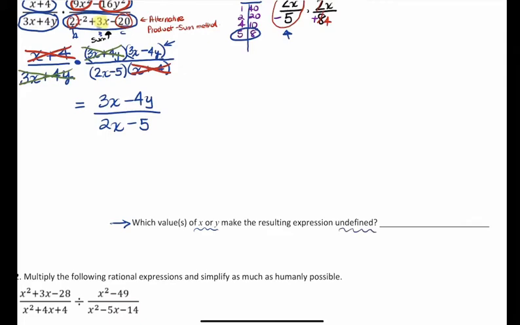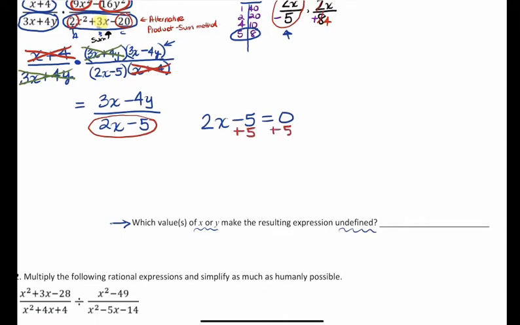Now remember, the most important part of a rational expression is that denominator. That denominator is what makes it defined or undefined. And the numbers that you choose for that denominator will tell you. We want to set that denominator, 2x minus 5, equal to 0. We want to see what value of x will make that denominator 0. So we're going to solve that equation.